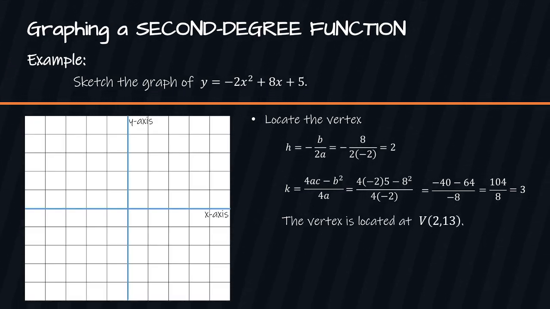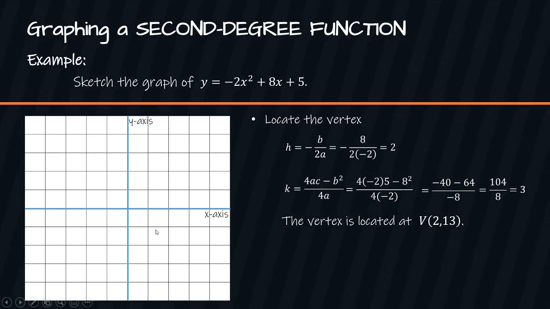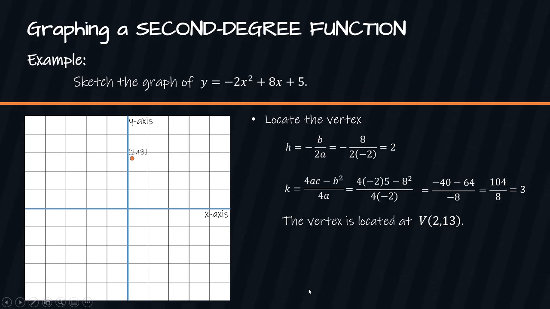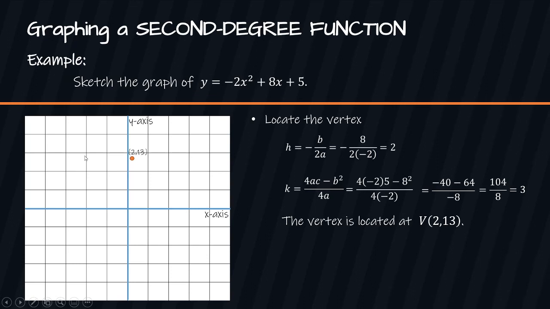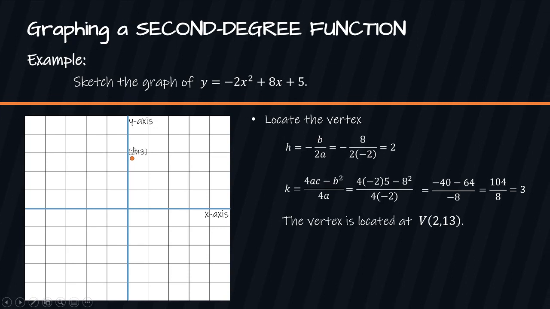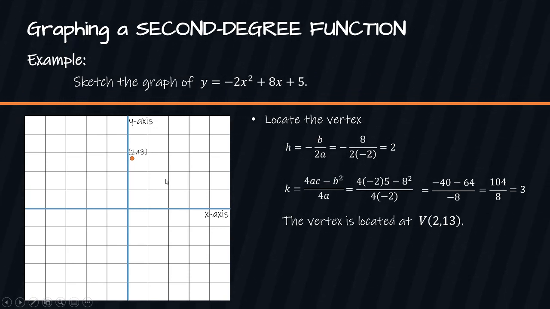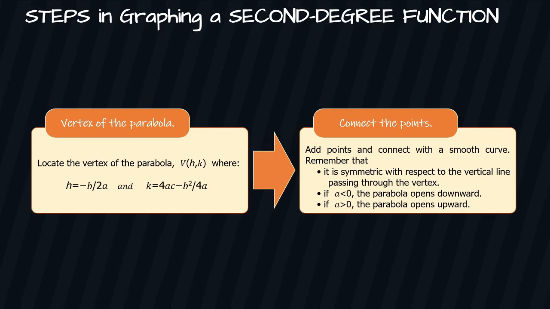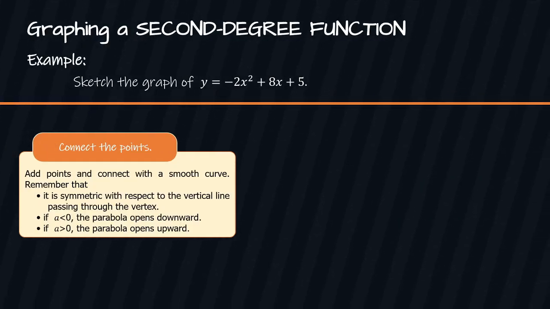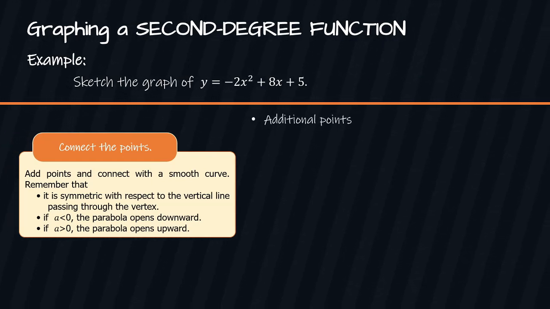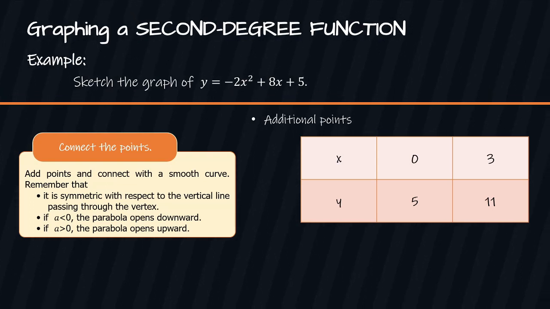So we now plot the vertex. Assuming again that our division is equal to 5 units, that is our vertex. We then proceed to our second and last step: we connect the points. However, we still have to add points before connecting a smooth curve. So we proceed with additional points. We tabulate the values of x and y.